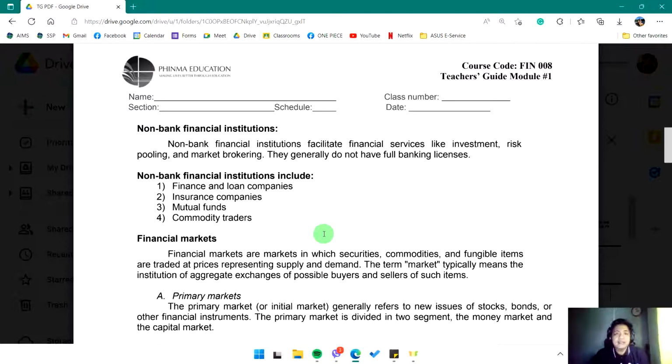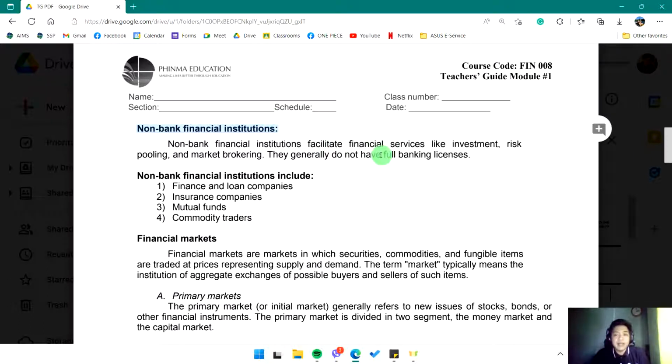Aside from banks as financial institutions, there are actually non-bank financial institutions. They are not really banks, but they can also be considered part of the financial institutions.